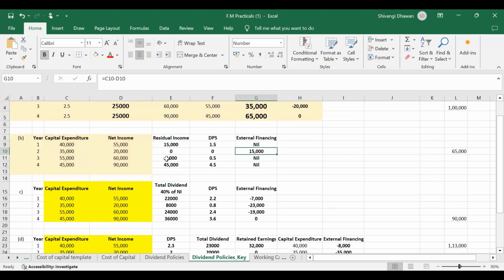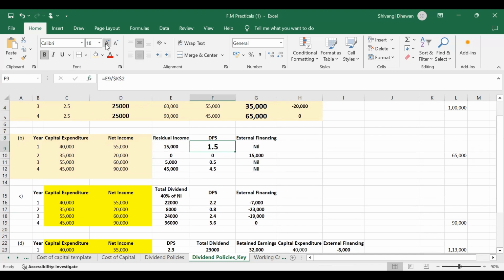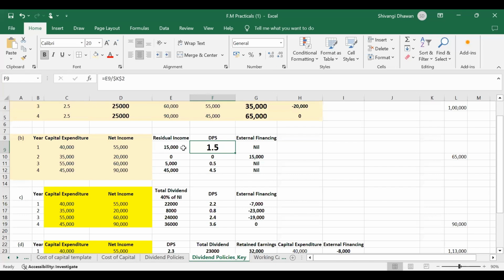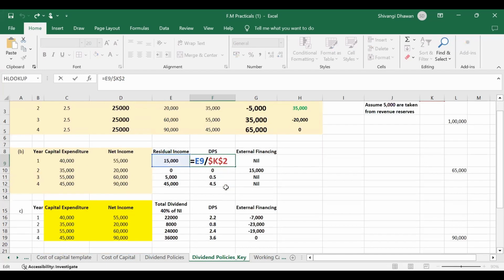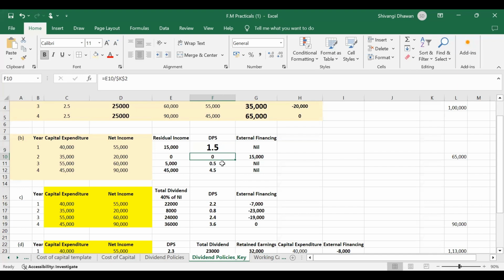Here, 5,000 is residual income, and here 45,000. So based on that, if we have met our capital expenditure requirements, the dividend per share can be calculated. Here it is very easy to calculate. 15,000 is the income and 10,000 is the number of shares. So 15,000 divided by 10,000, and we can fix this particular cell. We will get the answer as 1.5 per share.